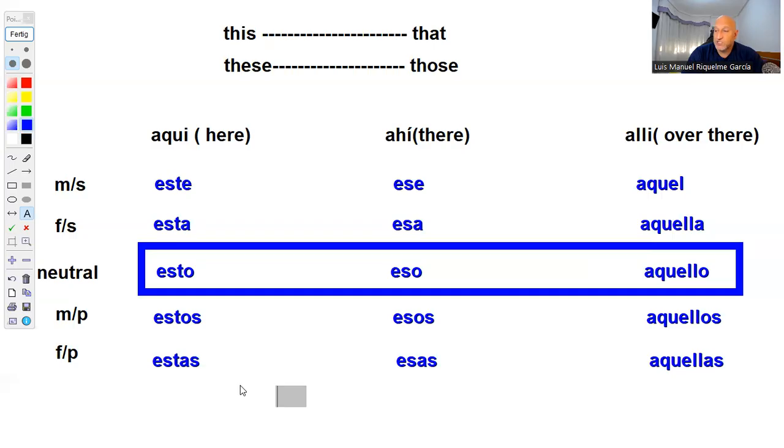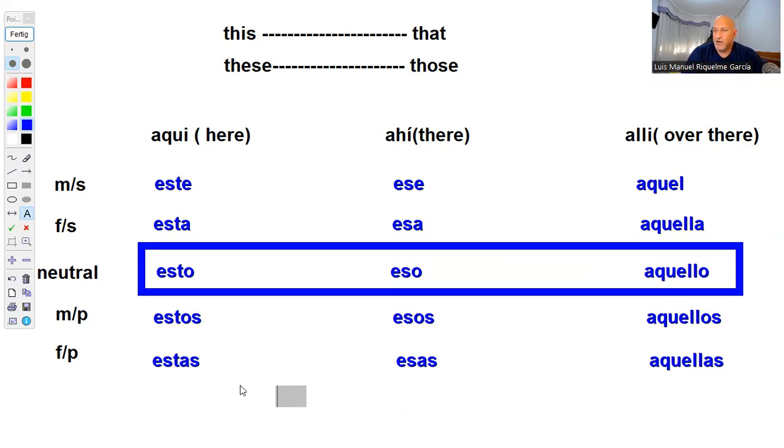Or sometimes you simply don't want to mention it because it's been mentioned before. So you can say things like, I did that. And that has been previously mentioned in the conversation. And you would say, yo hice eso. That. Bit farther away in time.